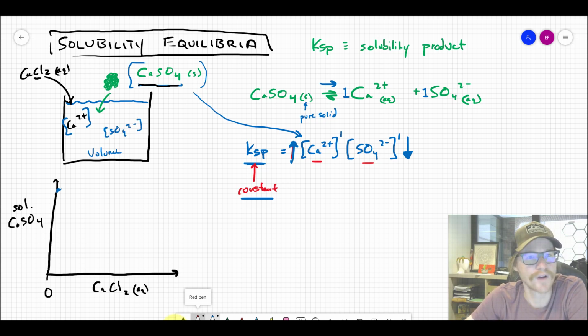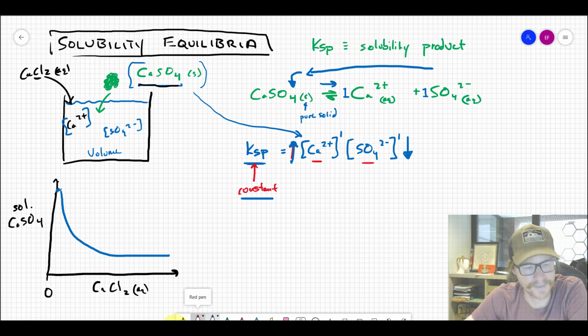Well, you have to drive the equilibrium backward, meaning you're producing more solid, which means less solid is soluble. So what we would see is this sort of parabolic or hyperbolic decay of the solubility of calcium sulfate as we increase the concentration of calcium.